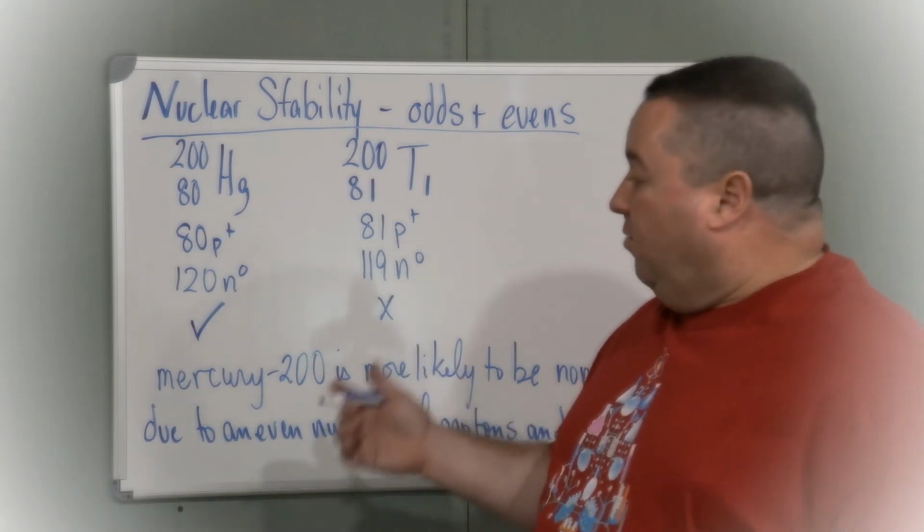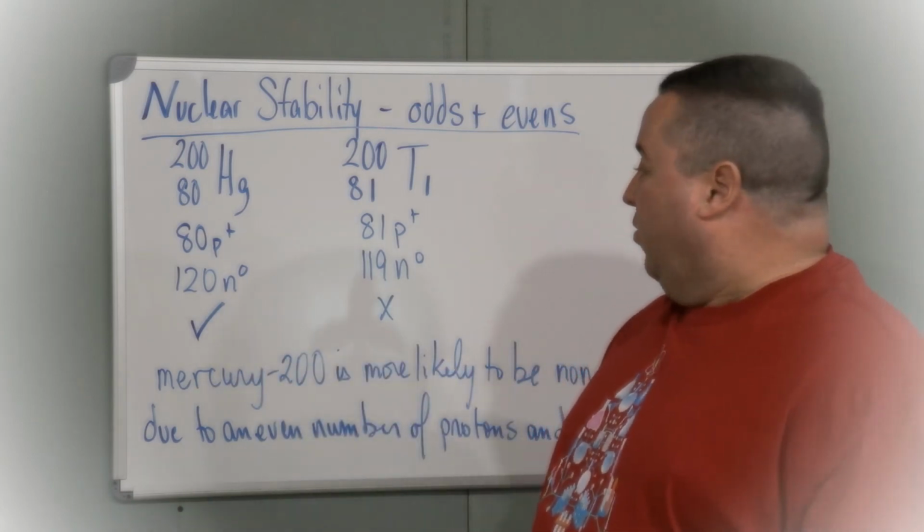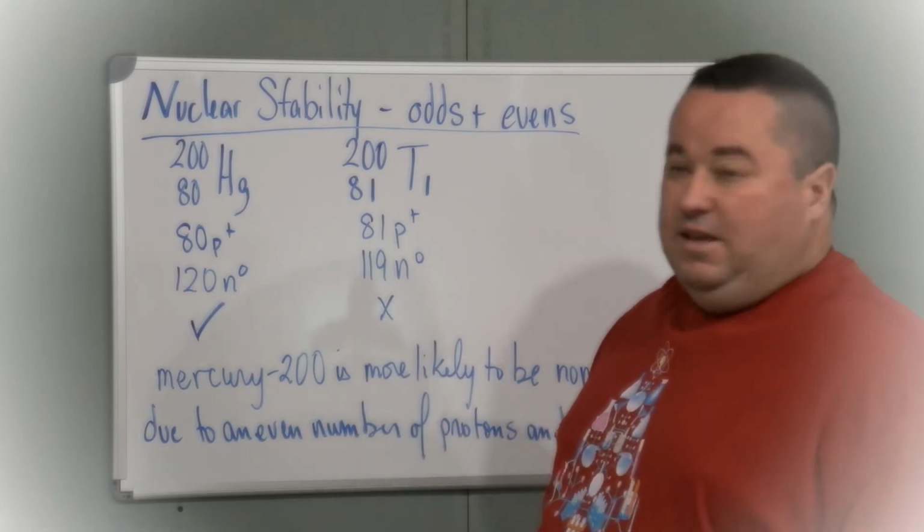So an intermediate case would be an example which has one even and one odd number among the protons and neutrons. It's almost as likely to be stable, not quite as likely, and this is the least likely scenario.